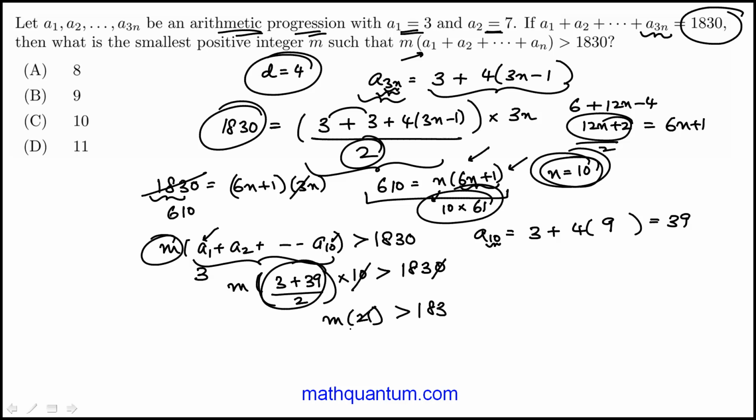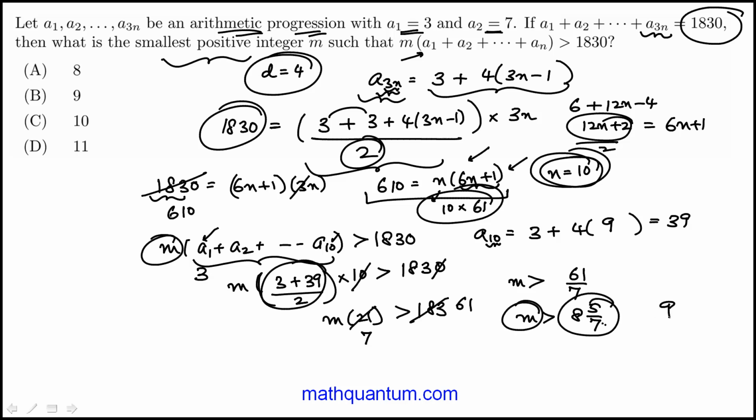Next I'm going to divide by 3. So m needs to be greater than 61 over 7, which is 7 times 8 is 56, so 8 and 5/7. We're looking for the smallest positive integer that's greater than that number, and that will be 9. So the answer is choice B.